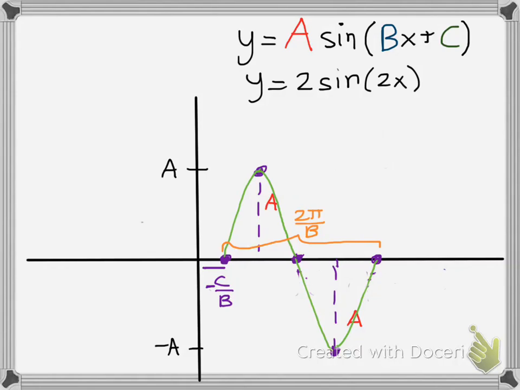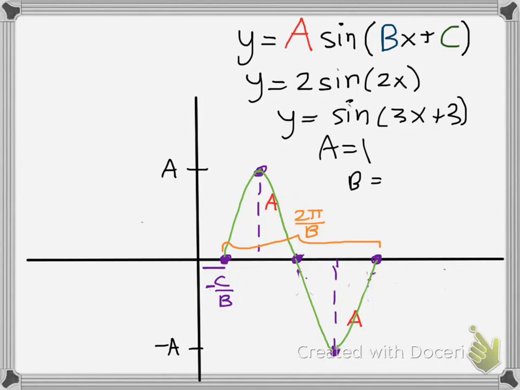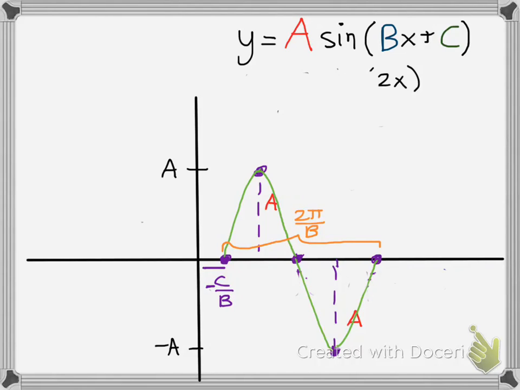And then another example would be y equals sine of 3x plus 3. So in this case, a equals 1, b equals 3, and c equals 3. So those are a couple examples. And a, b, and c are just numbers. So I've drawn a picture to explain how to graph any wave.